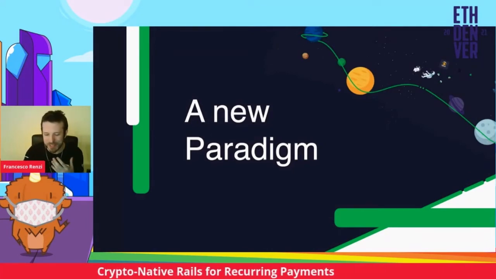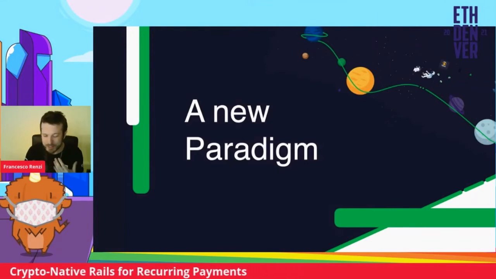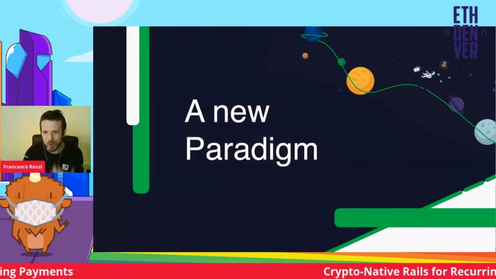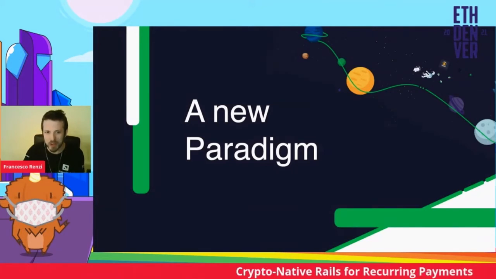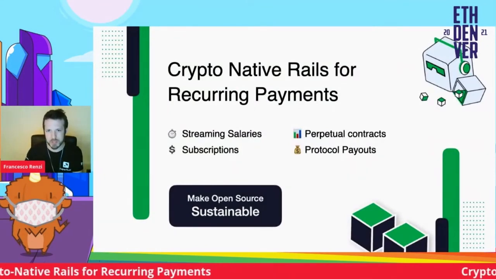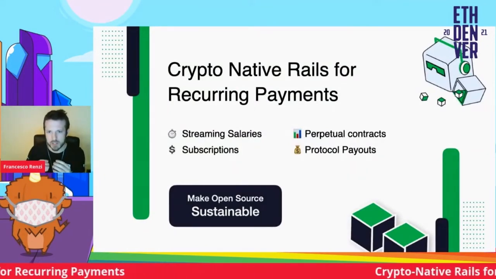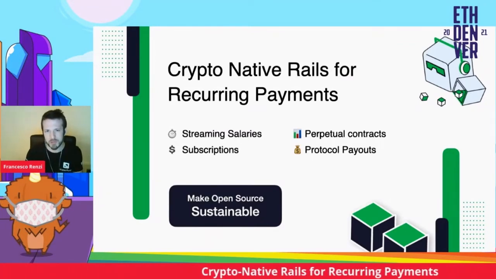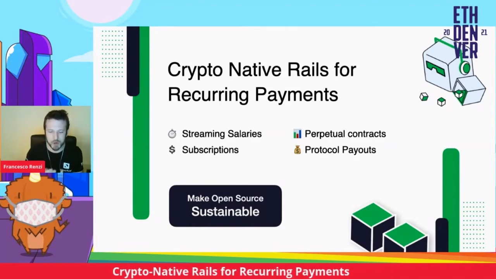And this is something I'm extremely excited about, because the velocity of money is one of the ways we can make the economy grow faster. So we believe money streaming will bring about crypto native rails for recurring payments. Now, what this means is we are giving crypto companies and crypto native individuals the power to make recurring payments.